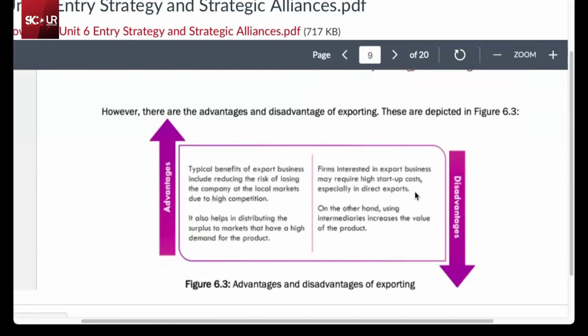The advantage is very little risk, okay, of losing the company at the local market due to high competition, and also less risk in a foreign market. It also helps in distributing supplies to markets that have high demand for the product, right? The disadvantage is it may require high startup costs, especially in direct export. On the other hand, using intermediaries increases the value of the product.